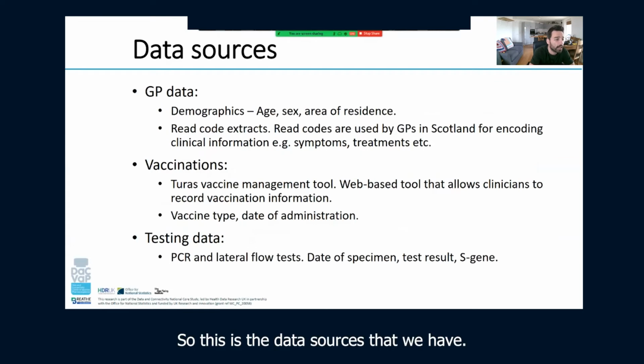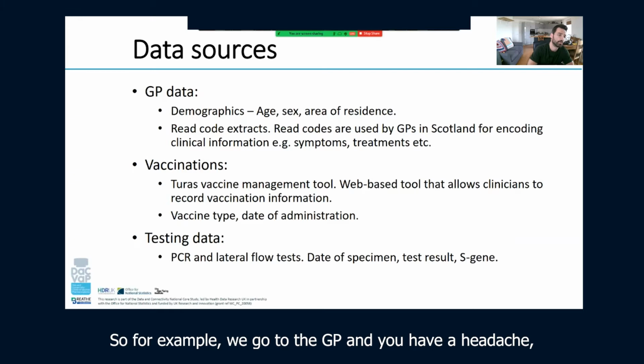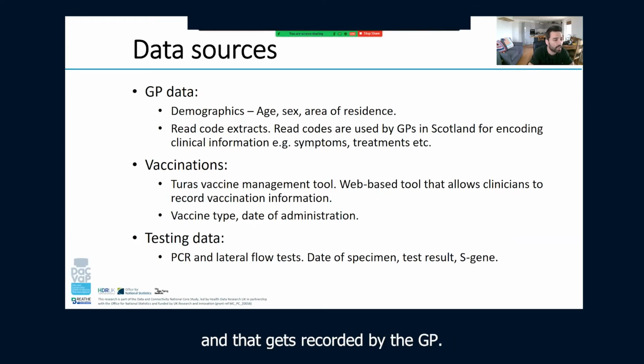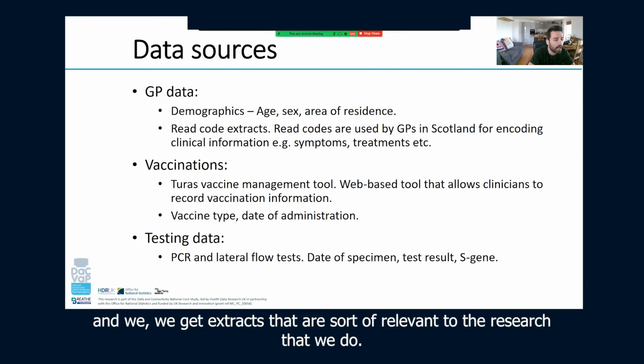So these are the data sources that we have. We have some GP data. The GPs record age, sex, and area of residence of their patients. We can also request read code extracts. Read codes are used by GPs in Scotland for encoding clinical information. For example, if you go to the GP with a headache, there'll be a code associated with headache, and that gets recorded by the GP. We don't have access to all of that, we only get an extract, relevant to the research that we do.